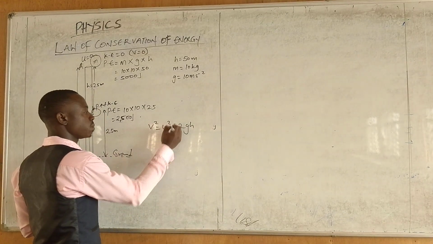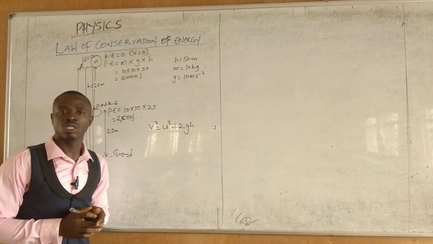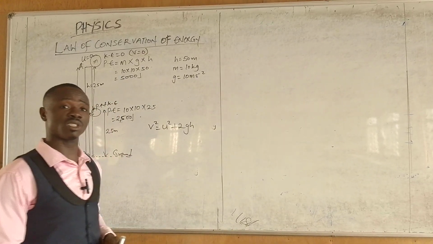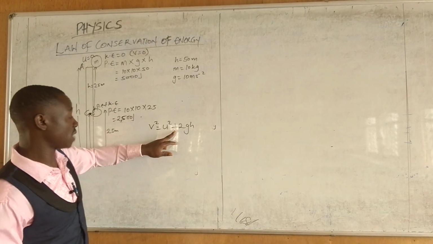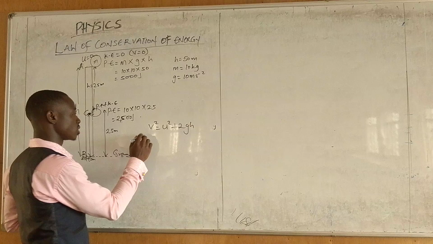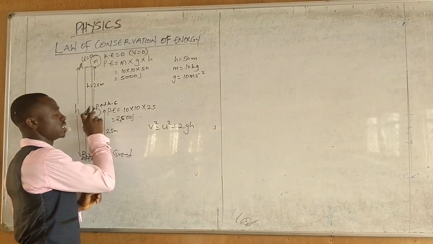2gh. Now we are using plus because the object is moving freely with gravity. It is not moving against gravity. Since the object is falling down, we are going to have plus. It is when the object is going up that we are going to have minus. So this is the speed now at point C.